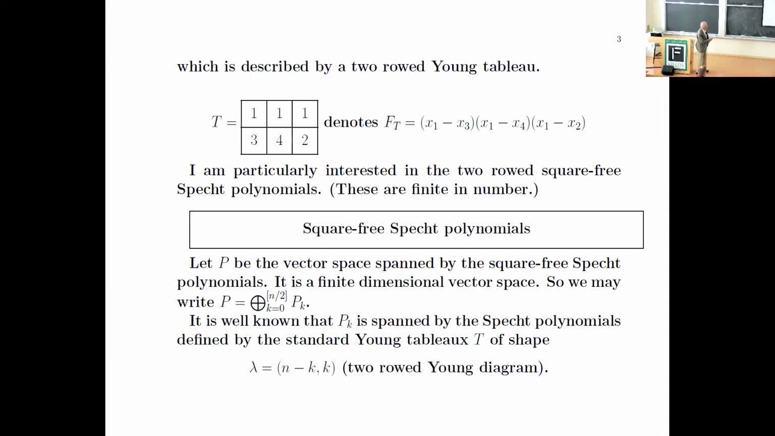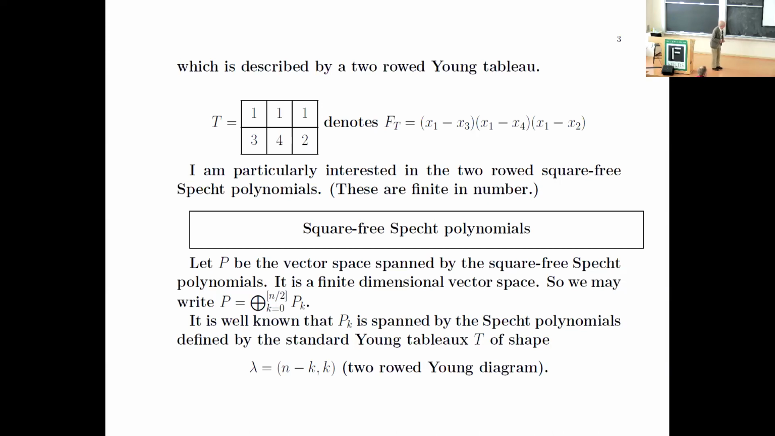The subscript k moves from 0 to one half of N, because whenever there is a column with two boxes, there are two variables. And because I am interested in square-free polynomials, k can't exceed one half of N. Of course, I can use known results.